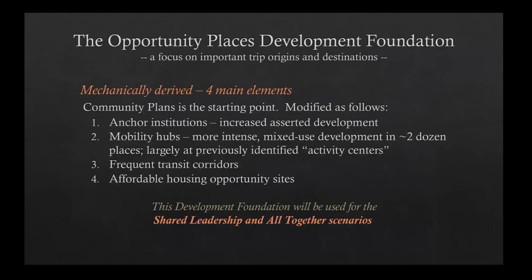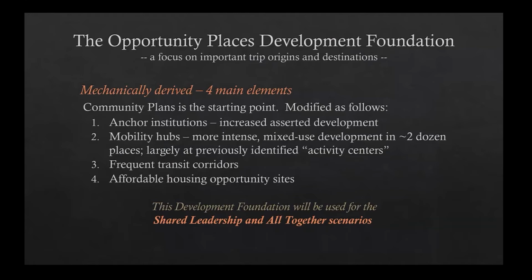So the next two are the shared leadership and the all together scenarios. They have the same land use scenario, the same development foundation. What is different about that development foundation from the trends is that we've increased some of the development at what we call the anchor institutions. That would be, for instance, UNC Chapel Hill, Duke, NC State, some of the big institutions. Also, we'd have more intense and more mixed-use development at our employment centers. There's a couple dozen employment centers around the Triangle. So this is a more intense, higher density, more mixed-use scenario.